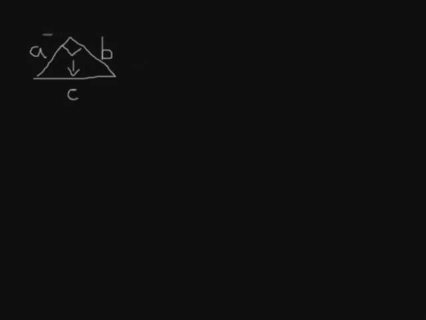So let's say that A is equal to 5 millimeters. C is equal to 8 millimeters. Now let's solve for B. To solve for B, all we have to do is go back to this equation, A squared plus B squared is equal to C squared.